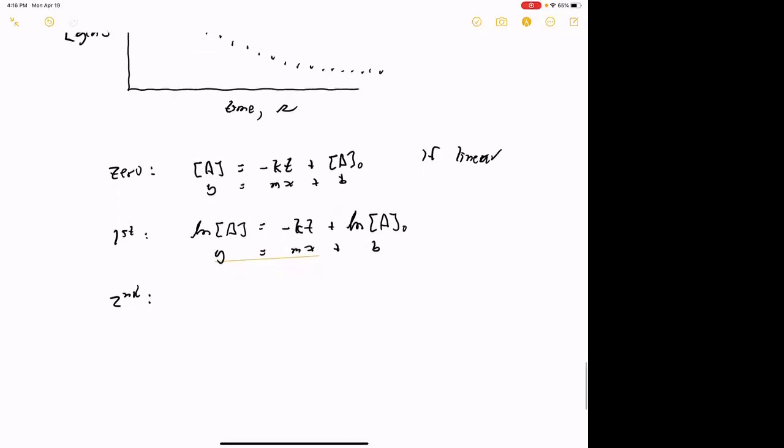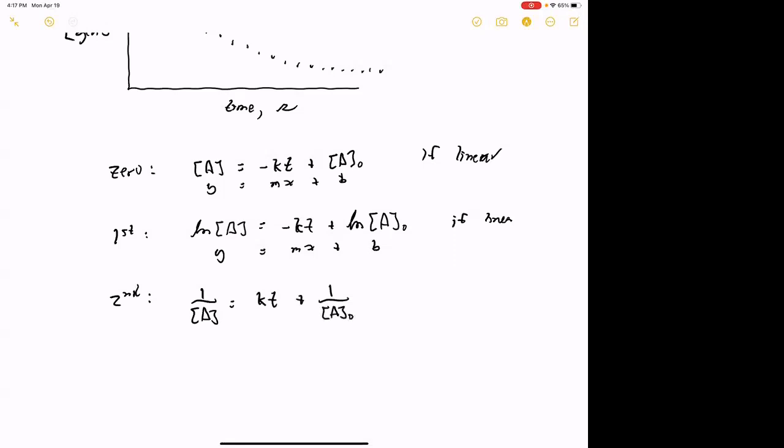Okay, let's say that one is not linear. What's my next option? It'd be 1 divided by the concentration of A equals negative KT plus 1 over A initial. It's positive KT, isn't it? Am I right? I think it's positive KT. Yeah, it's positive. Okay. So that's what you plot. So that's your Y, that's your M, that's your X, and your B.